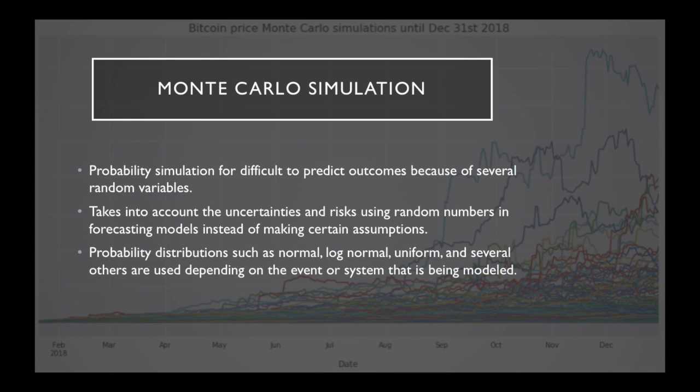The Monte Carlo simulation is a probability simulation for difficult to predict outcomes because of several random variables. It's used to model a system by taking into account the probability of uncertainties and risk using random numbers in forecasting models instead of making certain assumptions. It yields a range of results that will be used to model likelihood of future events. It also uses different types of probability distributions such as normal, log normal, uniform, and several others depending on the event or system that is being modeled.